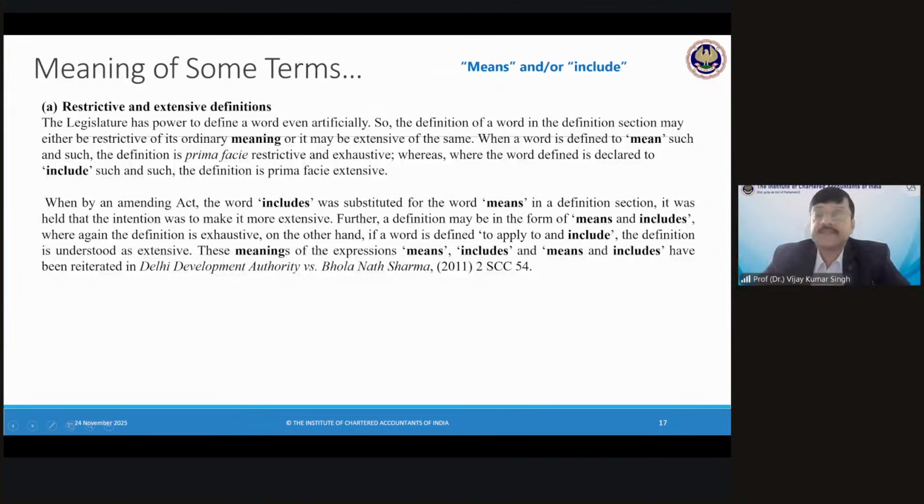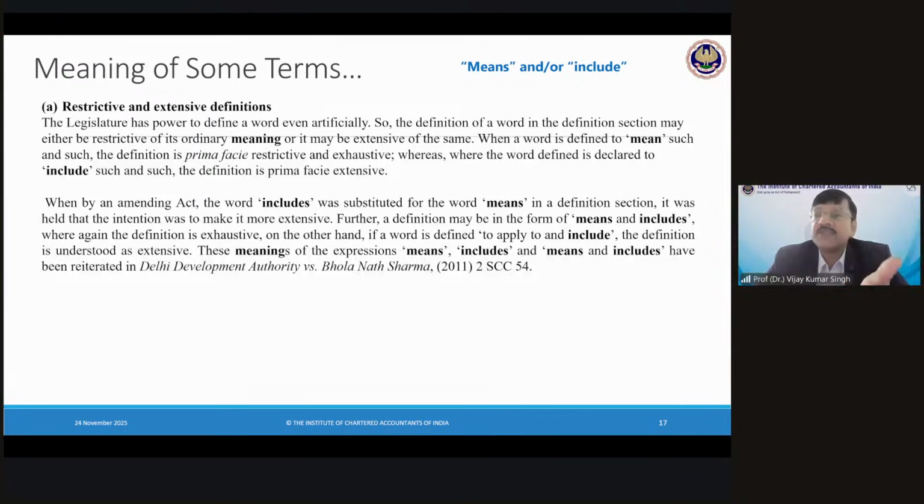there are some terms which require an understanding when we talk about the General Clauses Act. One of the important terms which you will find in legislation is means and includes. So there are two kinds of definitions. One is restrictive definition and the other one is extensive definition. The legislature has all powers to define the word even artificially. Okay. So they can define the term artificially.